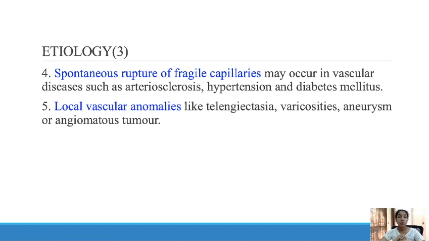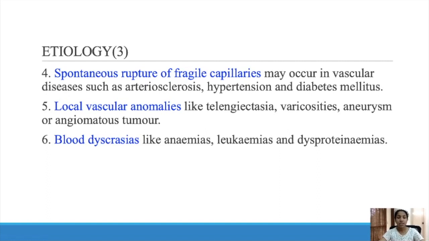The fifth one is local vascular anomalies, diseases of the blood vessels, like telangiectasia, varicosities, aneurysm or angiomatous tumor. In all these vascular anomalies there will be subconjunctival hemorrhage. So that is local vascular anomalies.